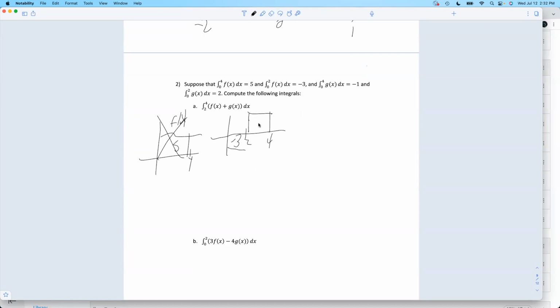That means this positive chunk here has to be 8 to make this true. -3 plus 8 would be 5. So that tells me that the area just from 2 to 4 under f dx must be 8.